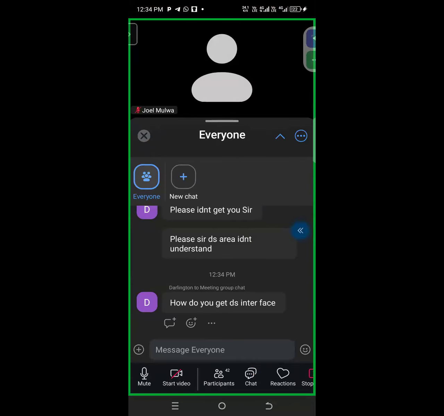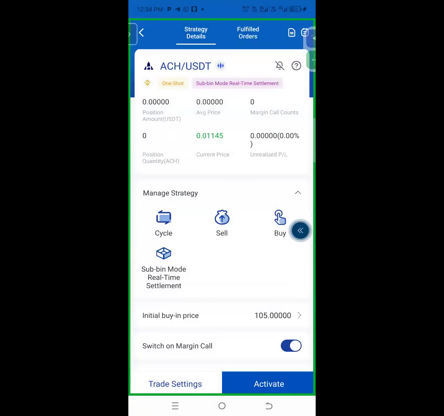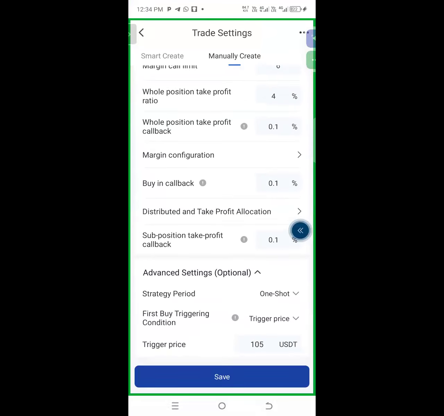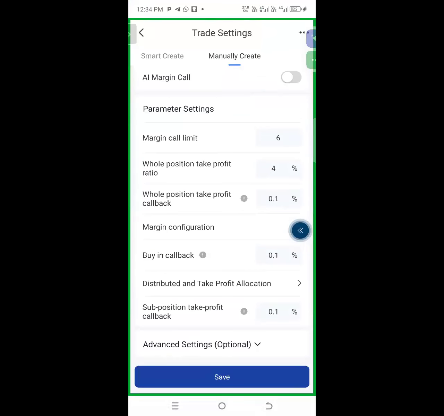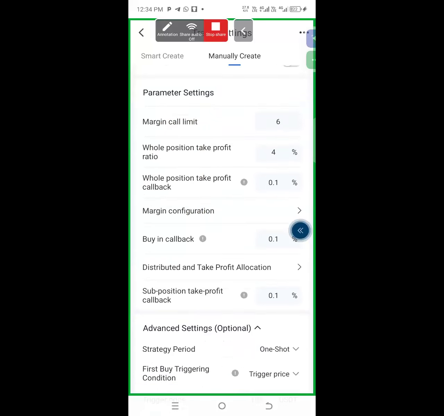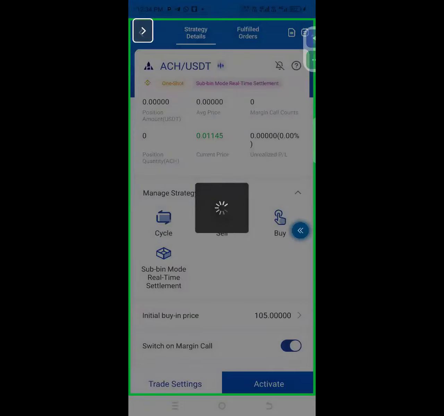How do you get this interface? Maybe we are all using this trade settings. We just got here, this is trade settings. Click on advanced. Over here, this is it. When you click on advanced, you will see it there. Below, we have the values there, right? That is all. Then you click on save, confirm.